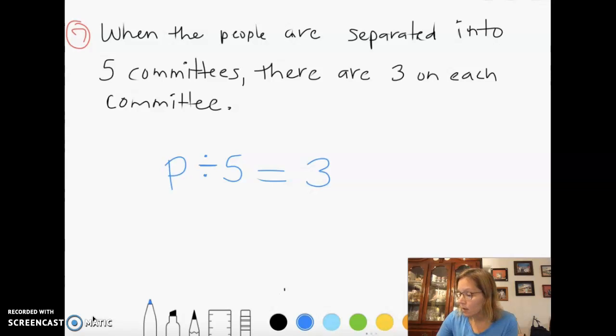And that's it. So let me write that again as a fraction this time. So when the people are separated into 5 committees, there are 3 on each committee. And that's it. All right, so either one of these would be acceptable, but as you get further into algebra, which you're working on doing, you're going to want to use fractions for that division sign, okay?